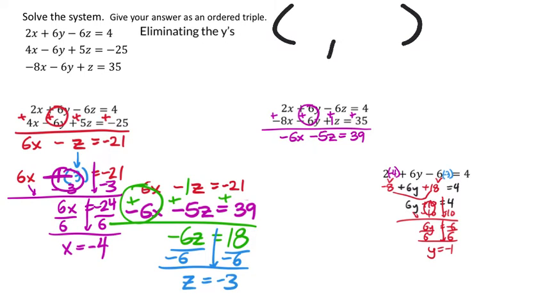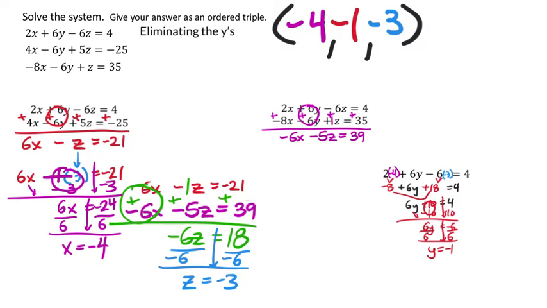If they give me true statements for all 3 equations, then I can fill these in, right? So I got my x, which is negative 4. I got my y, which is negative 1. And I have my z value at negative 3. But will it make these true?